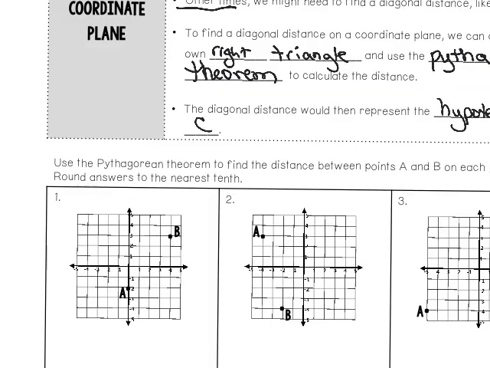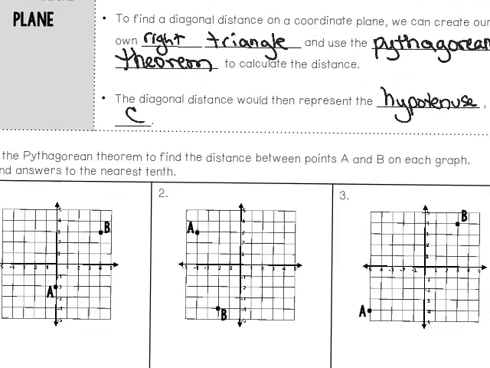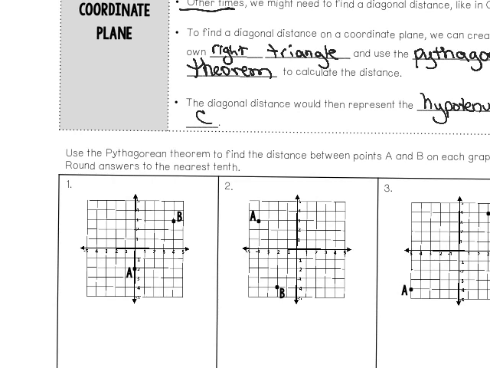Okay, so use the Pythagorean theorem to find the distance between points A and B on each graph. Round your answers to the nearest tenth. All right, first thing you're going to want to do is create your triangle. If you want to, you can even pause this if you feel like you already have an understanding. If not, go ahead and do this one with me. Pause it, and you can try number 2 on your own. So if you're ready to try it on your own, go ahead and pause the video.